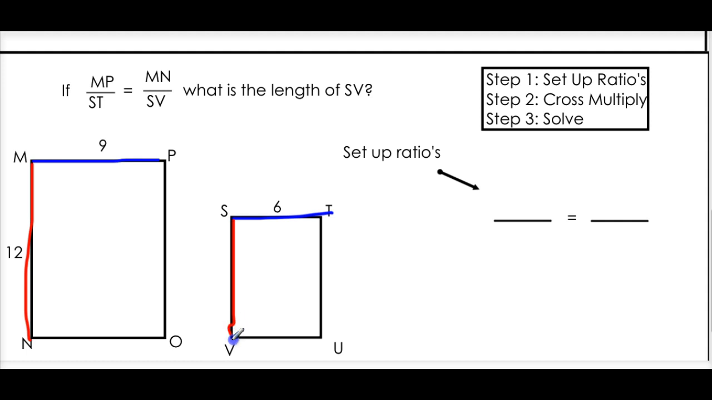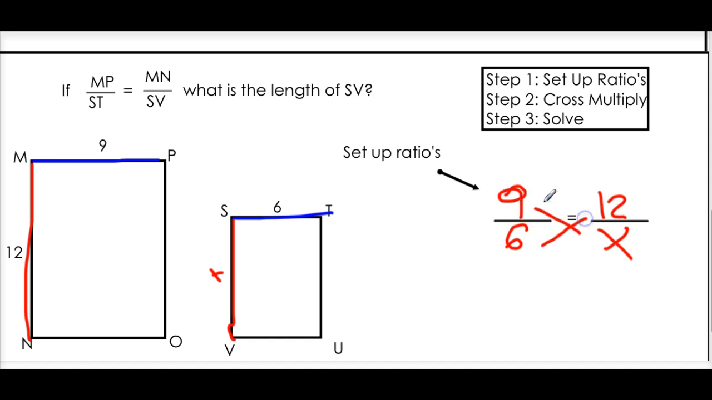Now they want us to find SV. Now you know anything that we don't know, we can just label it as an X, right? So now let's just set up our proportions. So we know MP goes on top. What's MP? It's 9. And then what is ST? Well, ST is 6. All right, easy enough. Now what was MN? Well, MN's over here. That's 12. And what is SV? SV is X.